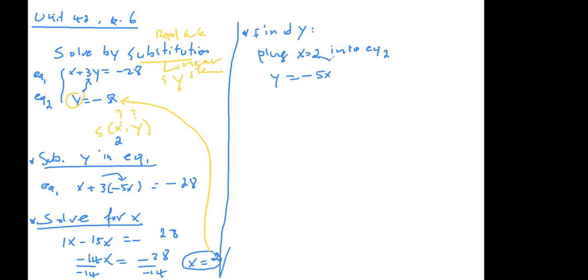So this goes here. So y will be what? Negative 5 times 2. That's right. So y is negative 10. That's it. So we found x, we found y, which is negative 10. So the solution is, always write the x first, followed by the y. That's the solution to this.